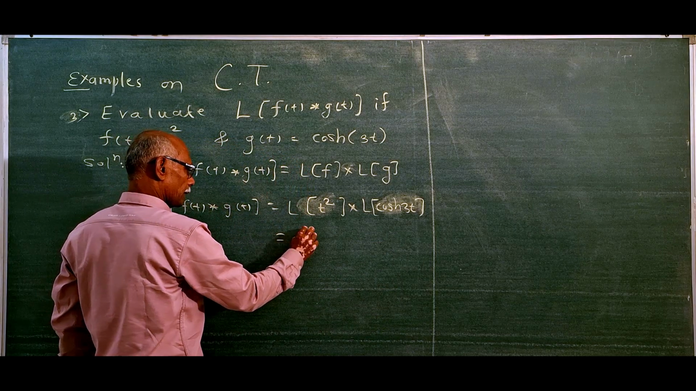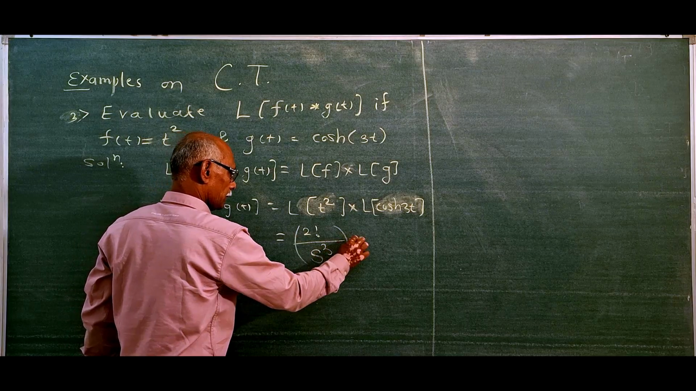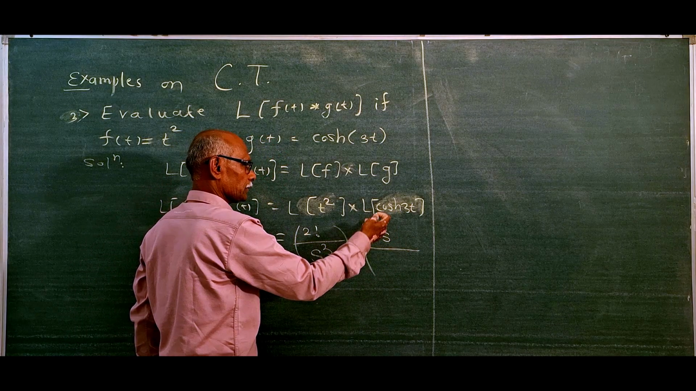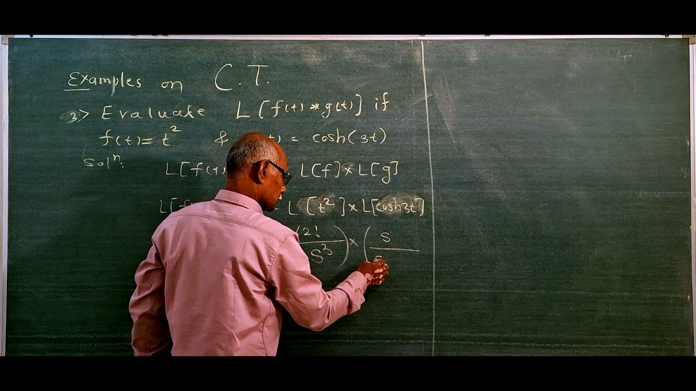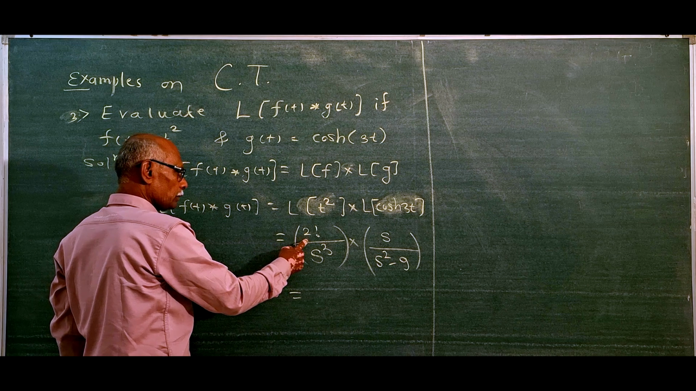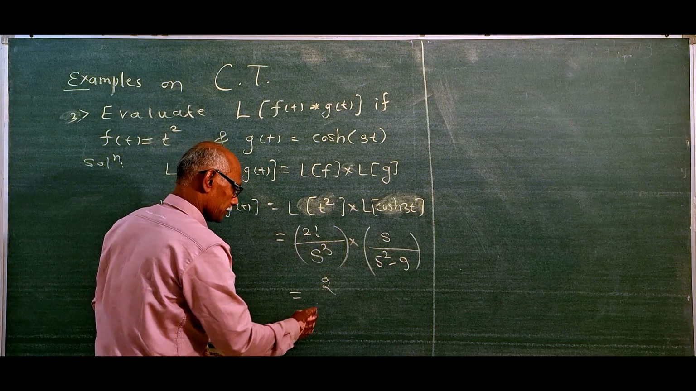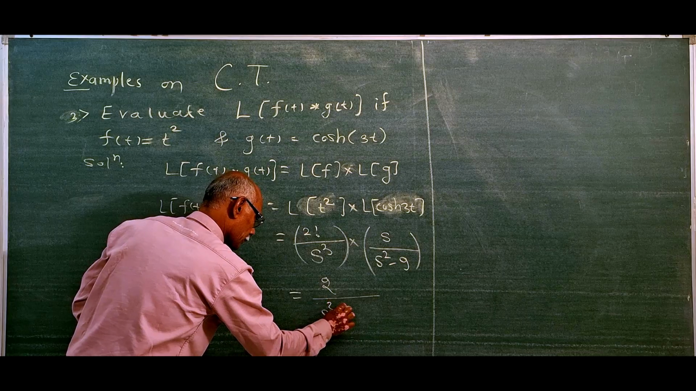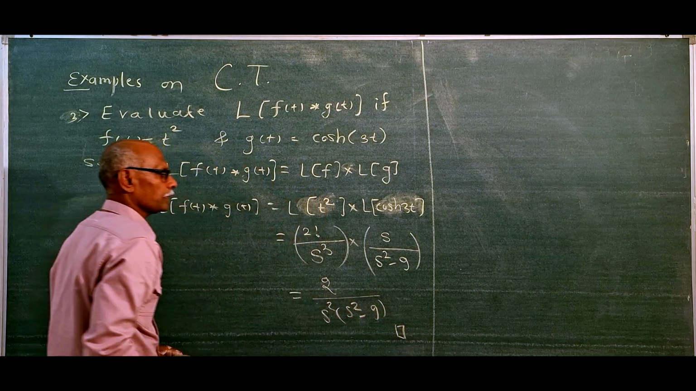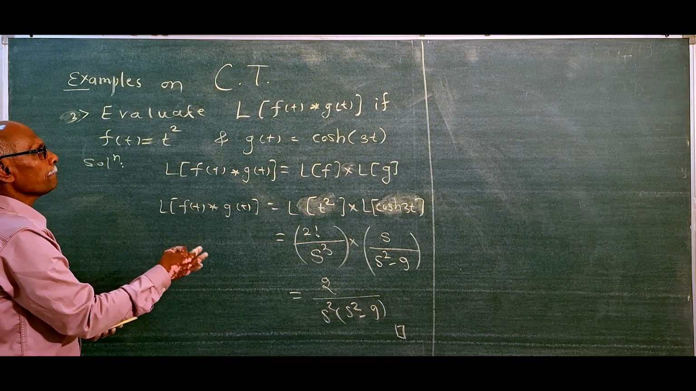So what are the separate Laplace transforms? It is 2 factorial divided by s raised to 3, multiplied by the second Laplace, s divided by s square plus 9. Actually it is not cos, so s square minus 9. 2 factorial is 2, therefore we directly write 2. One s will cancel, and it is divided by s square into bracket s square minus 9. This is the Laplace of the convolution. So we are looking at convolution theorem examples.